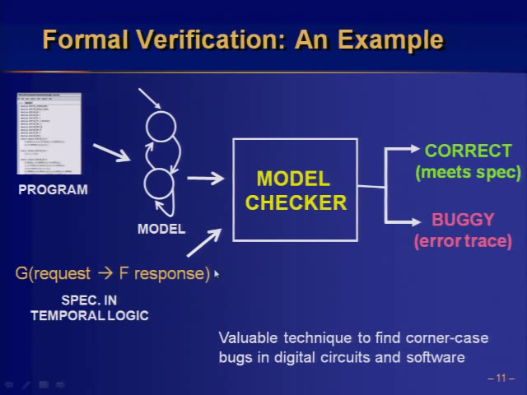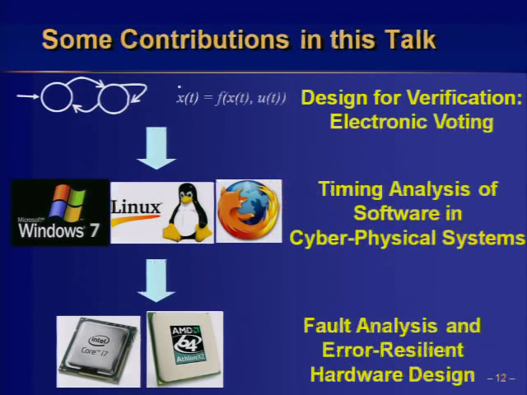And then the model checker generates one of two responses. Either it says that, indeed, the program is correct, that it meets the specification, or that it's not correct, there's a bug in it, and it can exhibit an error trace showing how the bug manifests itself. So model checking has been found to be very valuable in finding corner case bugs in digital circuits and software. And so in this talk, I want to illustrate how formal methods like model checking can be brought to bear on problems that they traditionally haven't been applied to.